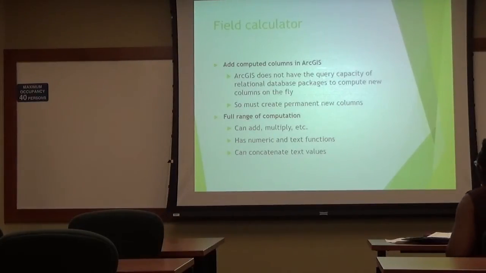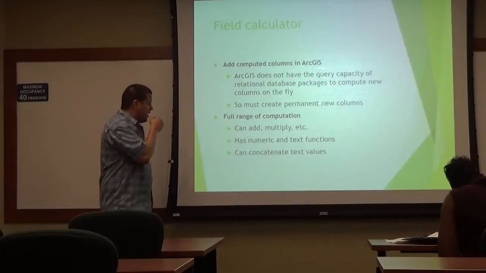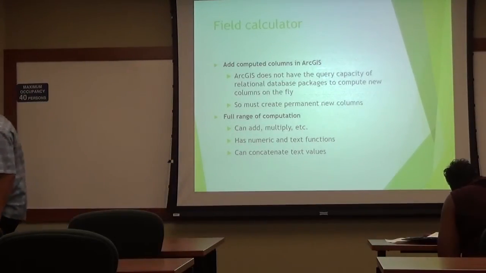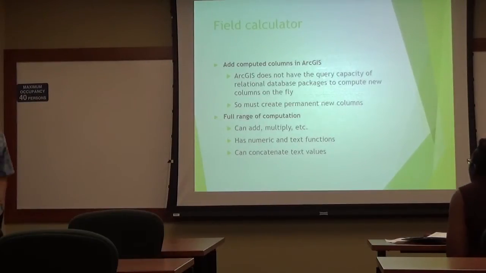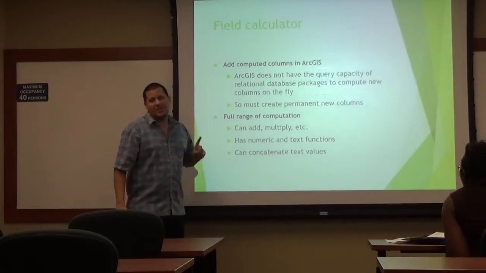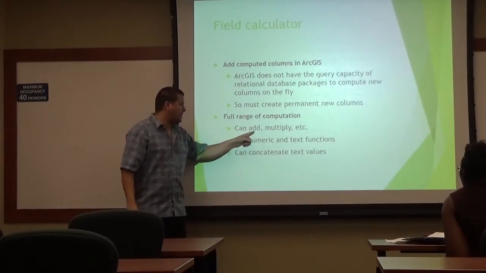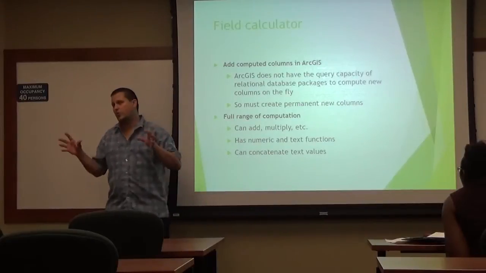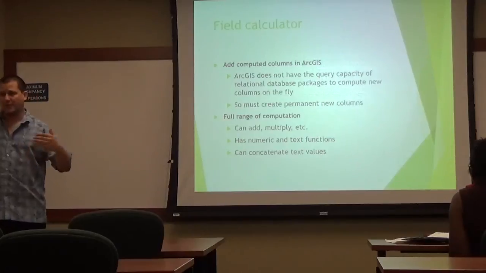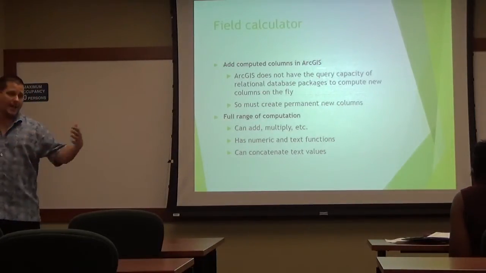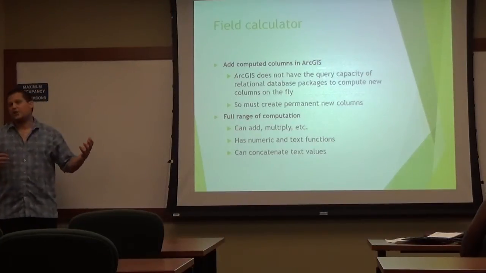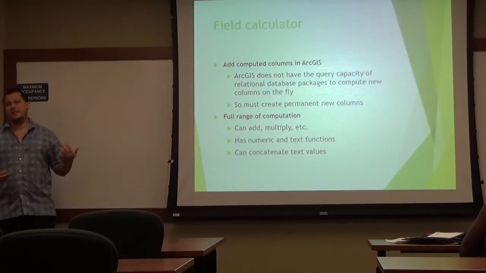I want to just repeat this, because this is a very tiny tool: with a right click on your data table, in your attribute table in your system, with the field calculator, you can add and multiply, etc. You can use complex functions. You can combine text fields together and create names or addresses. Like the concatenate function in Excel, it does the same thing.